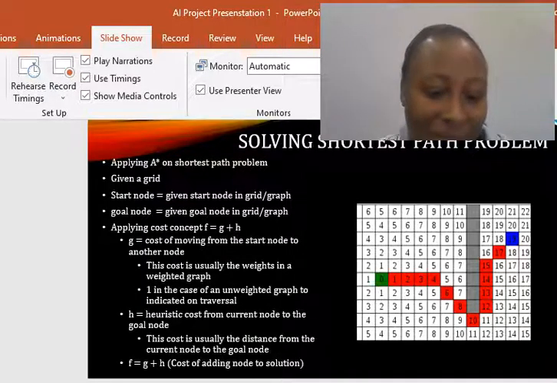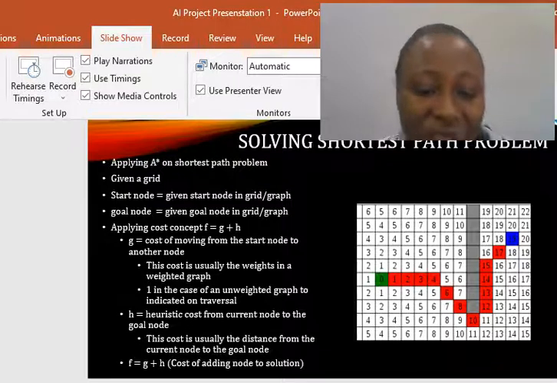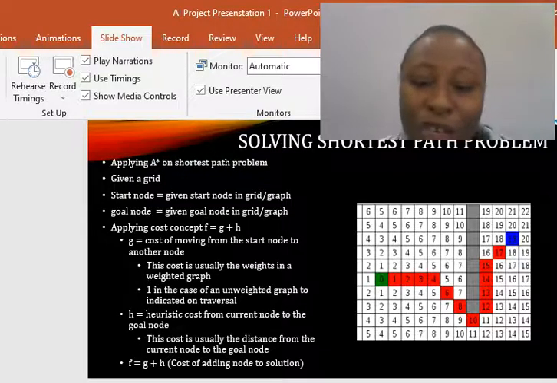By setting up our grid this way, you can easily apply the F equal to G plus H function to every node in order to get the shortest path.